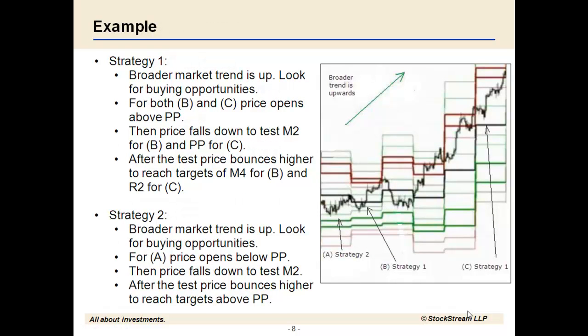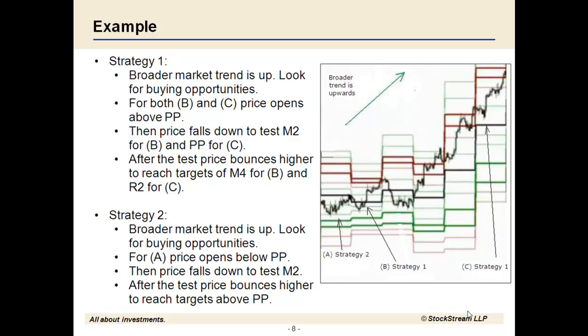The figure on the right shows examples of both strategies 1 and 2. The broader market trend is up, so we will be looking for buying opportunities. B and C are examples of strategy 1. We can see that the market opens above the central pivot. The price then falls to test M2 in case of B and PP in case of C.